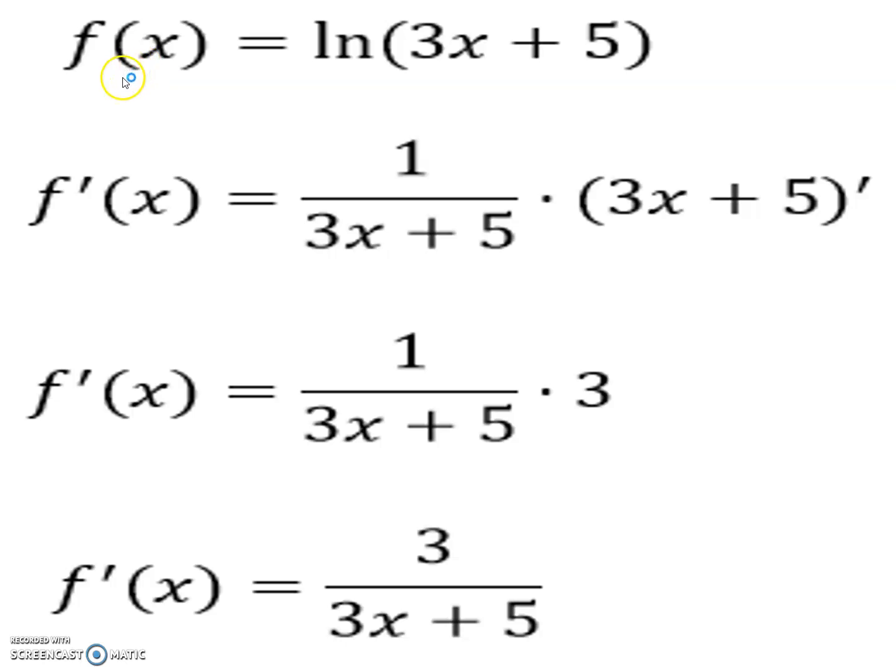Now let us check. f of x is equal to ln of 3x plus 5. We have to differentiate both sides with respect to x. That's why f dash of x is equal to the derivative of ln of f of x, which is 1 upon f of x into derivative of f of x. Here f of x is 3x plus 5, so 1 upon 3x plus 5 into derivative of 3x plus 5. Now 1 upon 3x plus 5 remains the same. What is the derivative of 3x? That is 3, and the derivative of the constant is 0. So we get 3 into 1 upon 3x plus 5. So f dash of x is equal to 3 upon 3x plus 5.